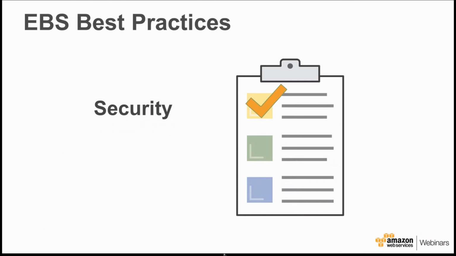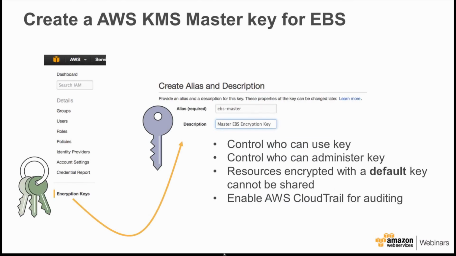In the next section, we talk about some best practices on EBS security. We do recommend you create your own AWS KMS master key for EBS rather than using the default key. With a custom KMS key, you can much more easily control who can use the key and who can administer the key. Note that anything you encrypt with the default key that comes in your account, you can't share with other accounts. You can only share encrypted data that's been created with a custom KMS master key. That's really to protect you from accidentally sharing your default key with another account.